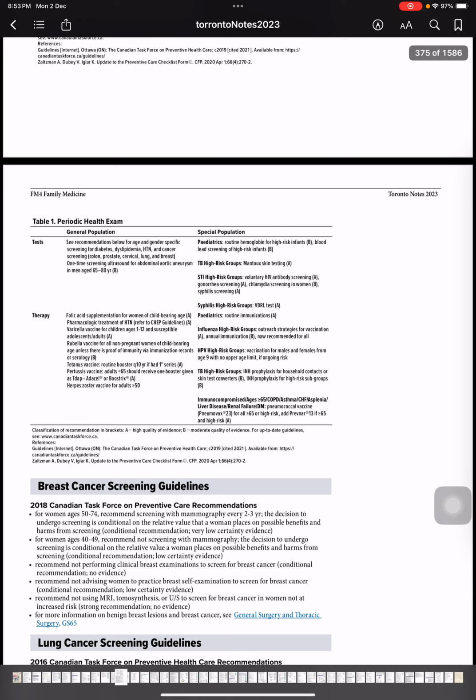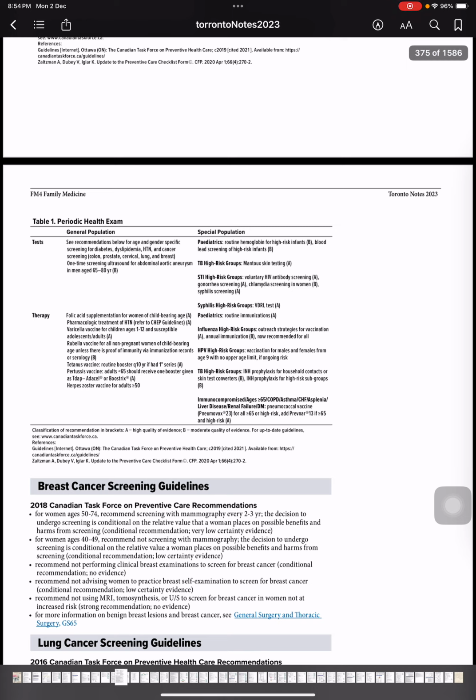So we'll go through that in the plastic surgery as well. Now, pertussis vaccine in those less than 65 should receive one booster given as Tdap, Adacel, Boostrix, and herpes zoster for more than 50 years. So usually, the herpes vaccine is given after 50 years of age. Government usually covers it for you if you're more than 65. There are two doses 6 months apart. So that's how you usually do it for herpes. Okay.